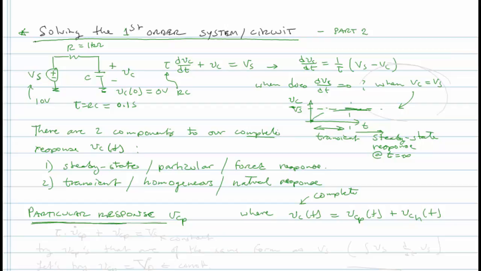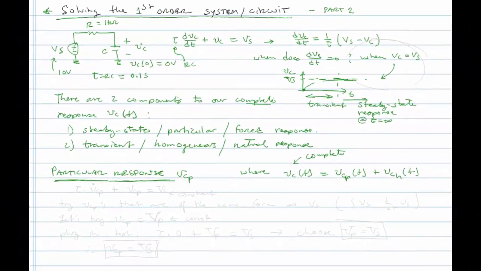This is what you'll always do when you solve a differential equation, whether it's first order, second order, etc. So in the particular response, we're going to look at satisfying the full differential equation as it stands right now, which is tau Vc dot, I'll say Vc of p, plus Vc of p is equal to Vs, where Vs is a constant.